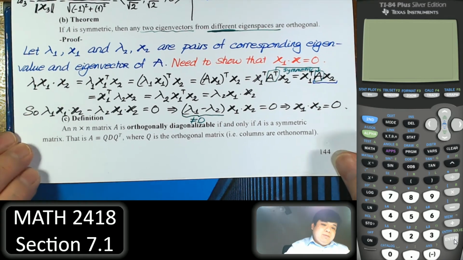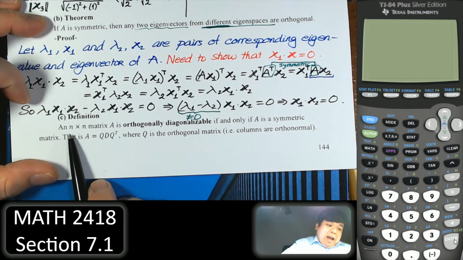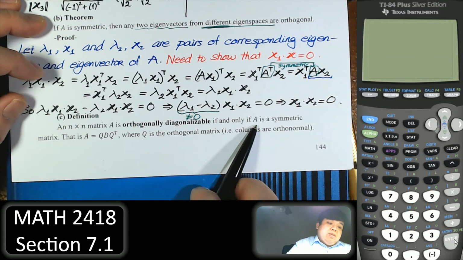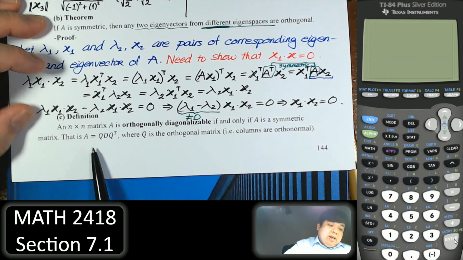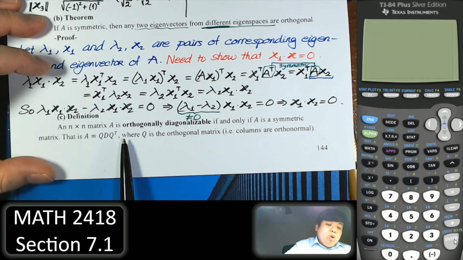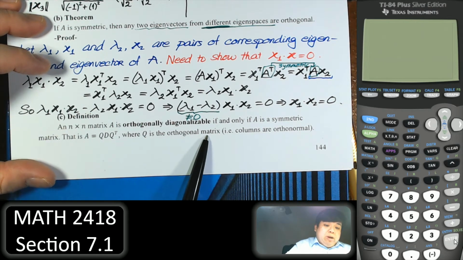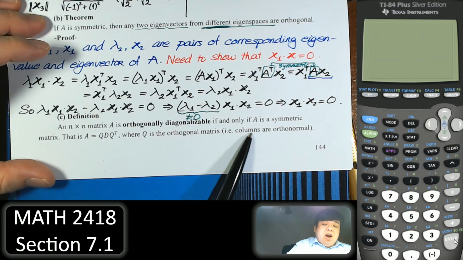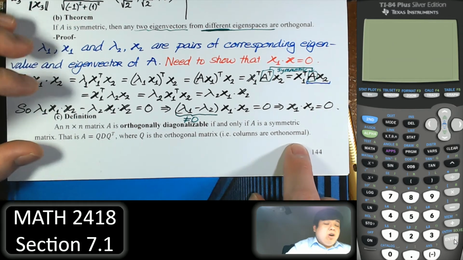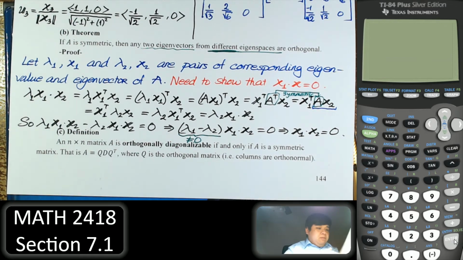Right. So here's the theorem. An n by n matrix is orthogonally diagonalizable if and only if A is symmetric. Okay, that's what we show here. That is A equal to Q D Q transpose, where Q is an orthogonal matrix, meaning that the columns are orthonormal. And notice that it has to be orthonormal. Orthogonal is not enough.